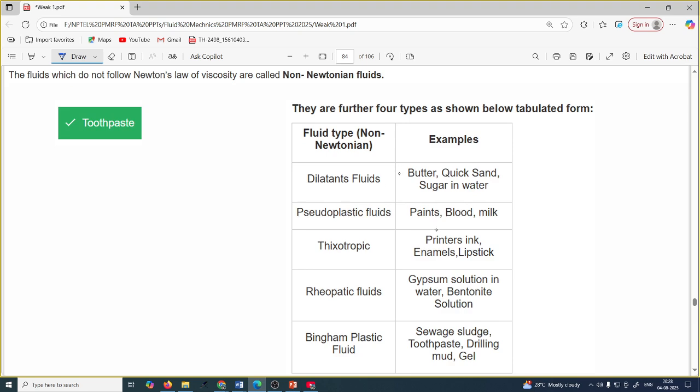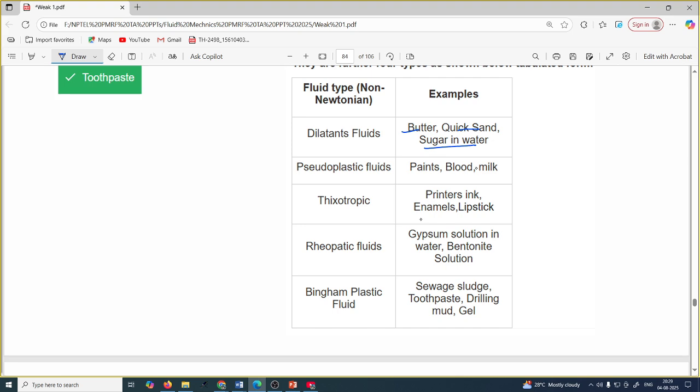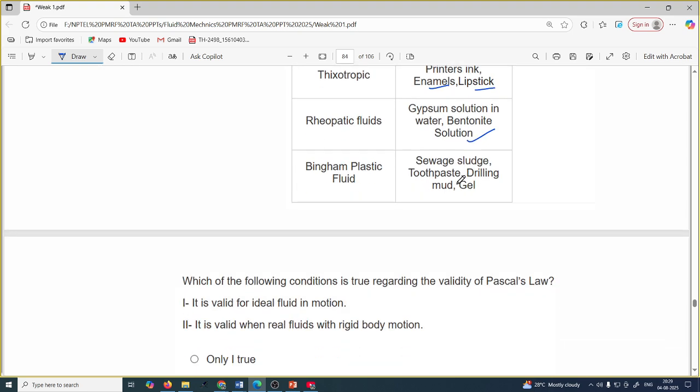Other examples are also given: dilatant fluid, butter, quicksand, sugar in water; pseudoplastic, paint, blood, milk; thixotropic, printer ink, enamels, lipstick; rheopectic fluid, gypsum solution in water, bentonite solution; and Bingham plastic fluid, sewage sludge, toothpaste, and drilling mud and gel. So these are the examples.